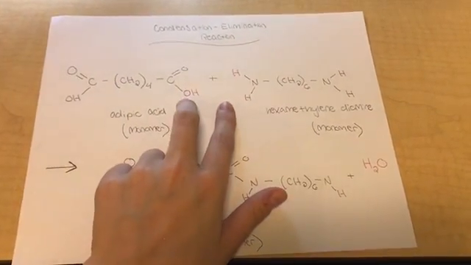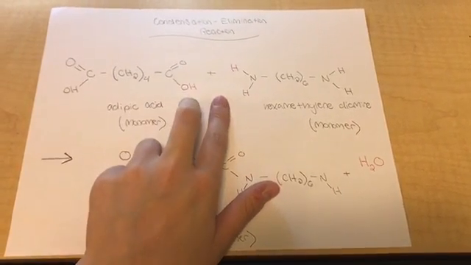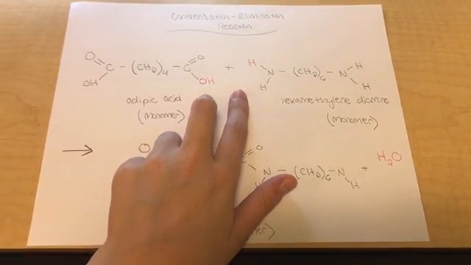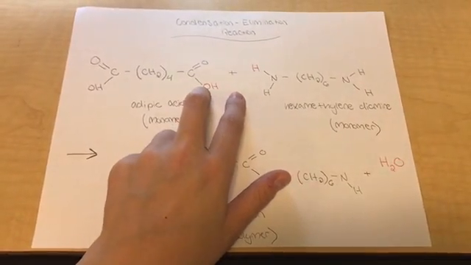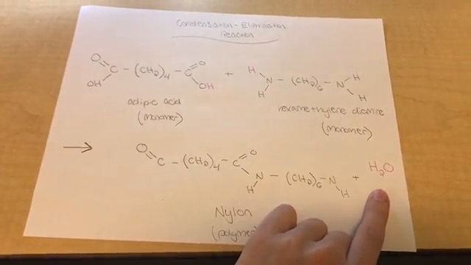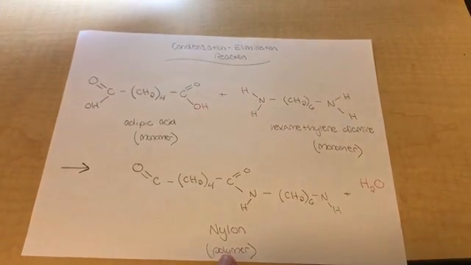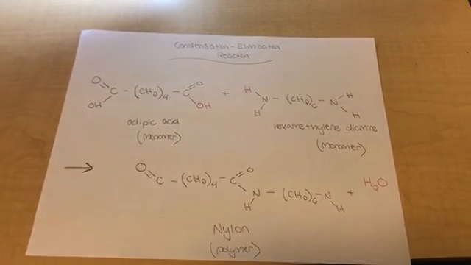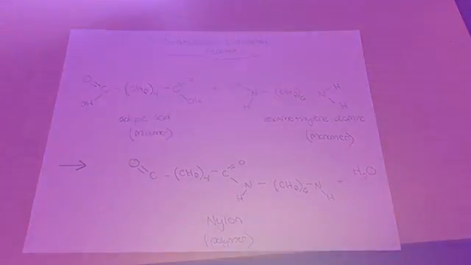And in red here, we have an OH from one of the monomers and a hydrogen from the other monomer. And when you combine these two monomers, the OH and the H combine and they form H2O, which is over here, as one of the products. The rest of the monomers combine to form nylon, the polymer. And that is an example of a condensation-elimination reaction.